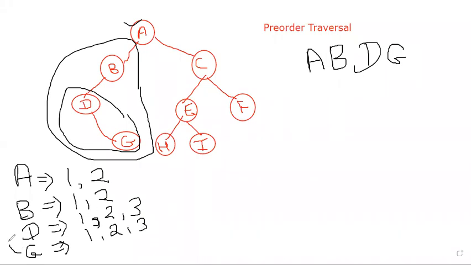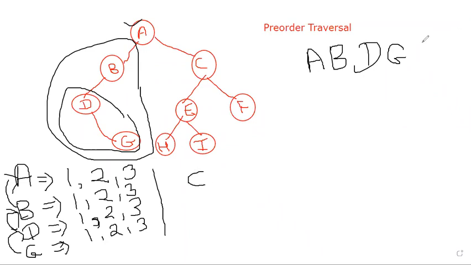So we backtrack. We backtrack to D. We have visited all its left subtree as well as right subtree. So we can backtrack to B. For B, we have visited the left subtree and its right subtree is empty. That's why we can backtrack to A. For A, we have visited its left subtree. Now where do we want to go? We want to go to its right subtree. So all these are now going to finish. The left subtree is finished.